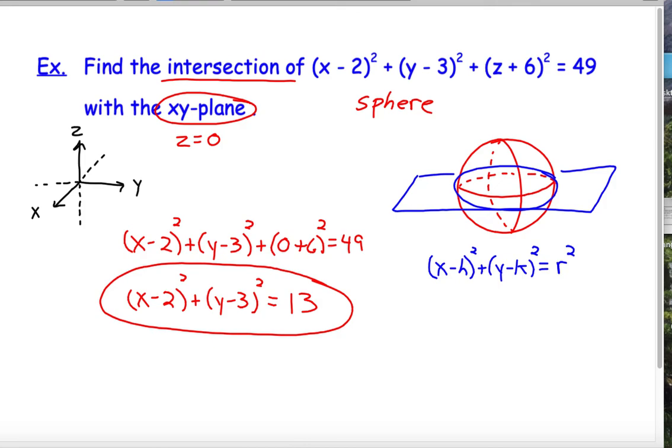Likewise, if I asked you, instead of doing the xy plane, if I said let's intersect with the xz plane, then what would you do? Well, the xz plane goes up and down in our picture here to the left, that means that the y value is going to equal 0. So you'll set y equal to 0 and simplify your equation. And likewise, if I said the yz plane, you would set x equal to 0.